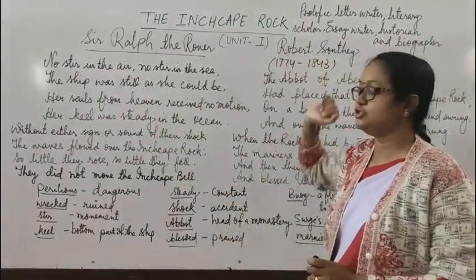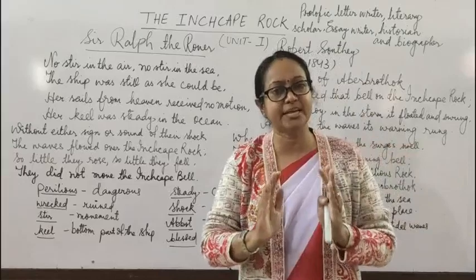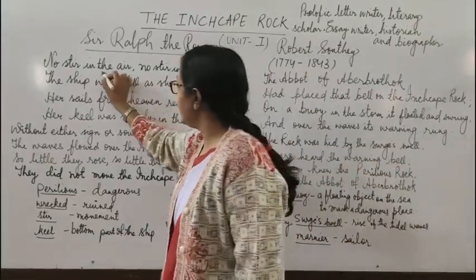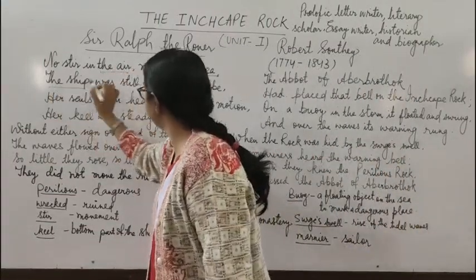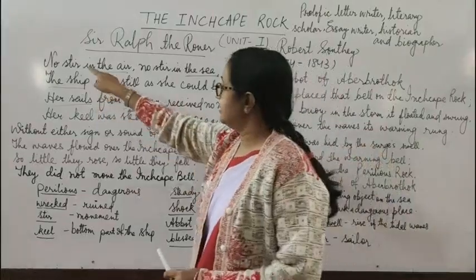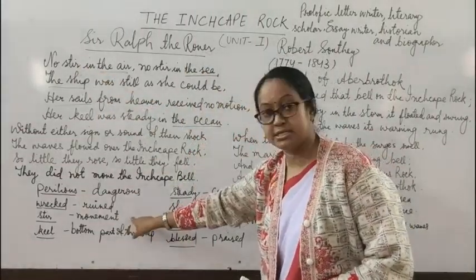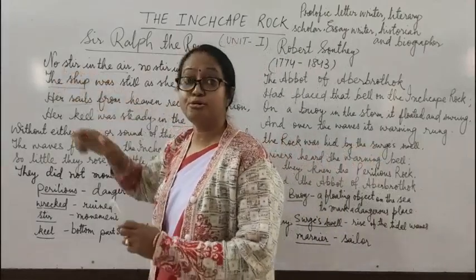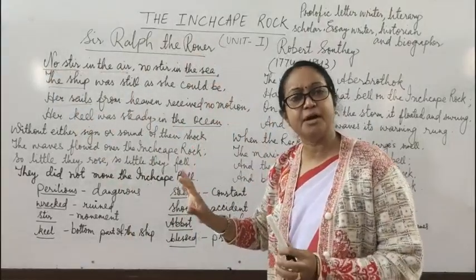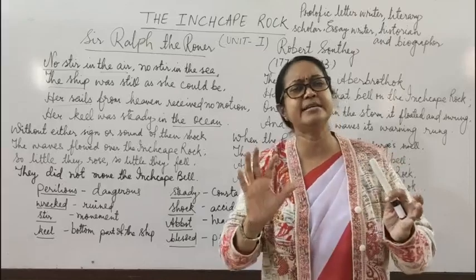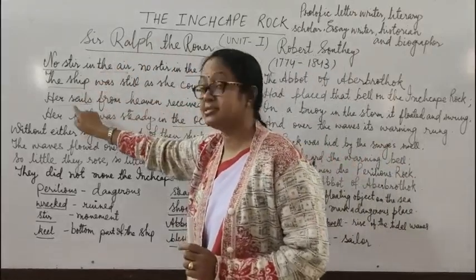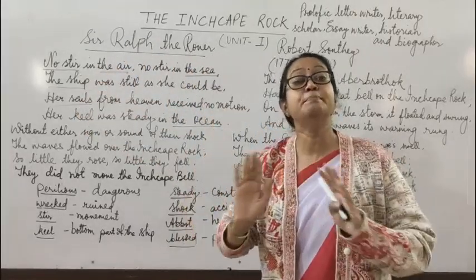Here in the first stanza, the poet has given us a picture of stillness or calmness of the air, the sea, the ship, her sails, and the ocean. Stir, S-T-I-R, means movement. The poet says there was no stir, no movement. Robert Southey has given us a picture of stillness: the air, the sea, the ship, her sails and the ocean look motionless.